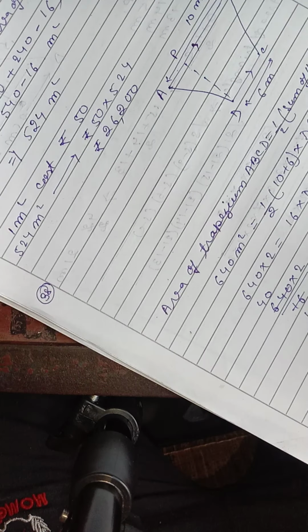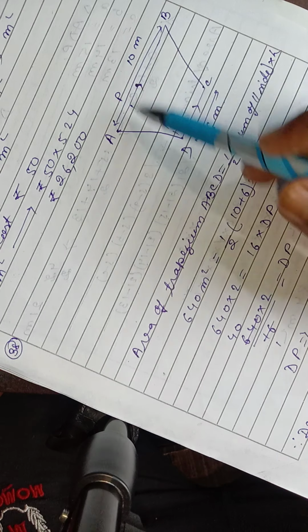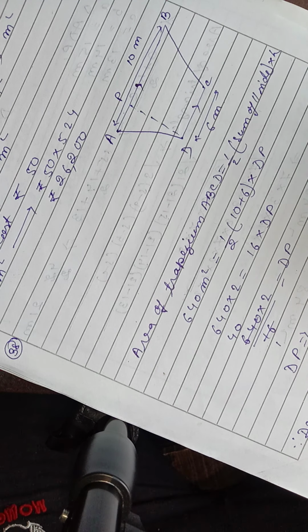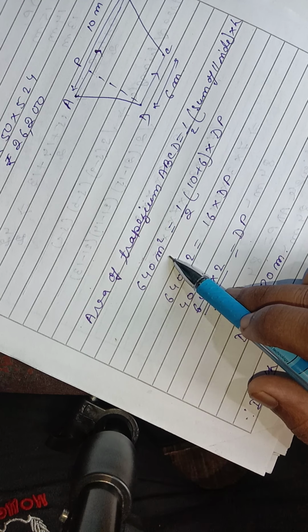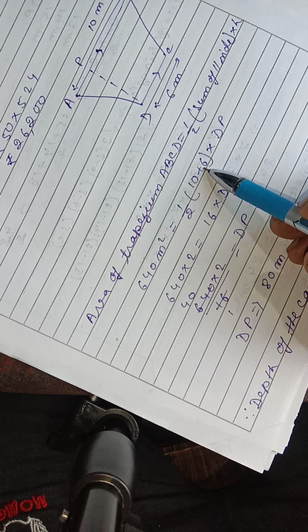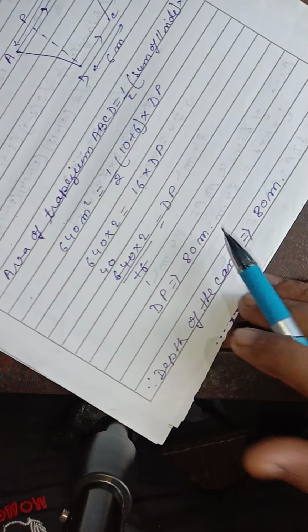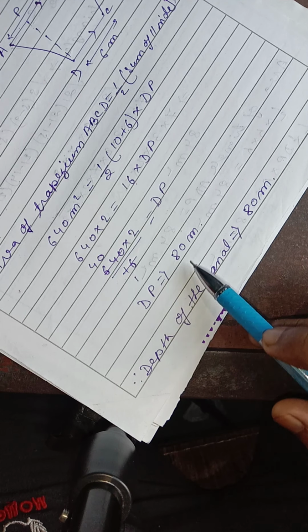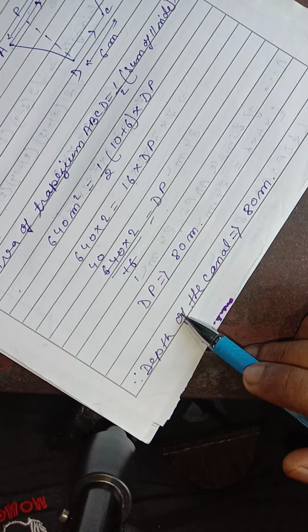Question number 38. It is in the shape of a trapezium. I have drawn the figure of the trapezium. We have the area, half into sum of parallel sides into height. The parallel sides we have also got: 6 plus 10, 16. If you solve, you will get the height of the trapezium, that is 80 meter, which has been asked as the depth of the canal. The depth of the canal is 80 meter, and that is your answer.